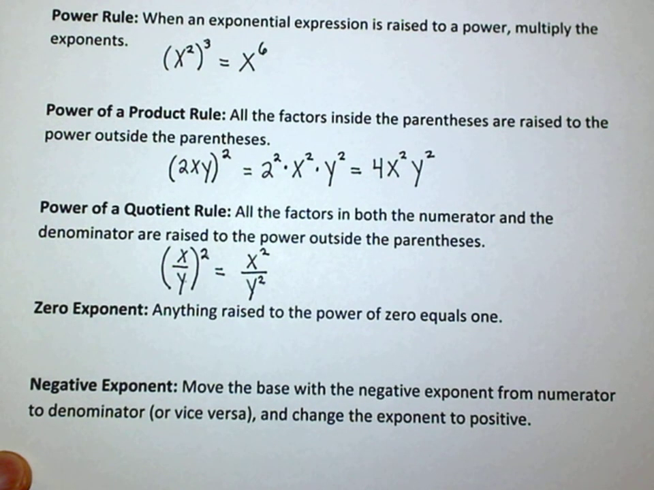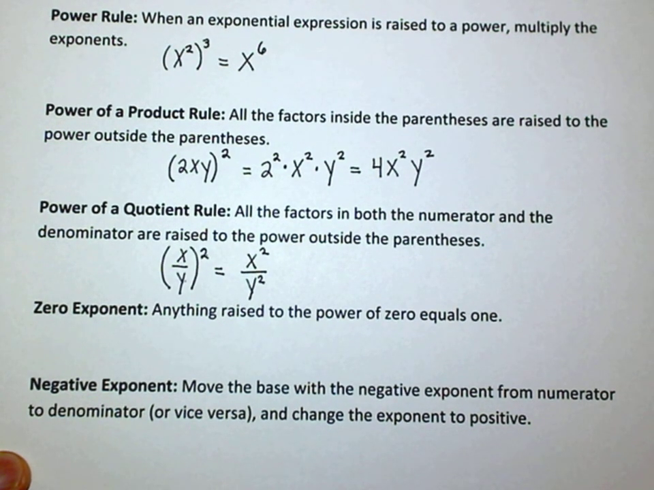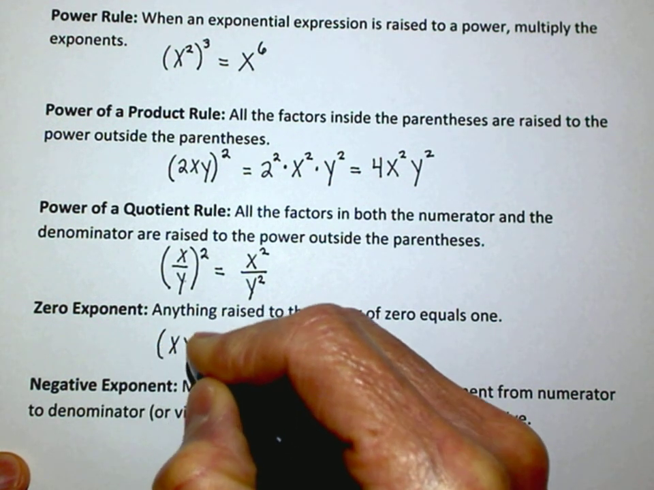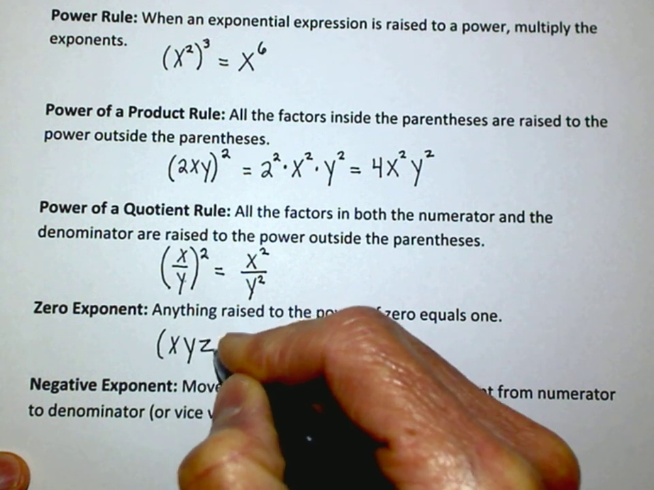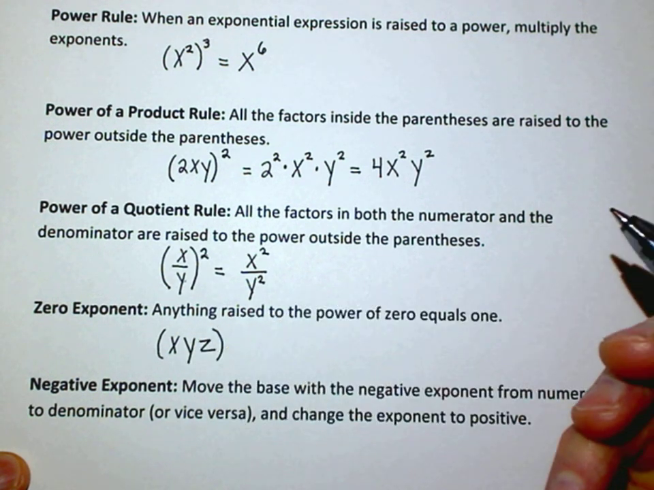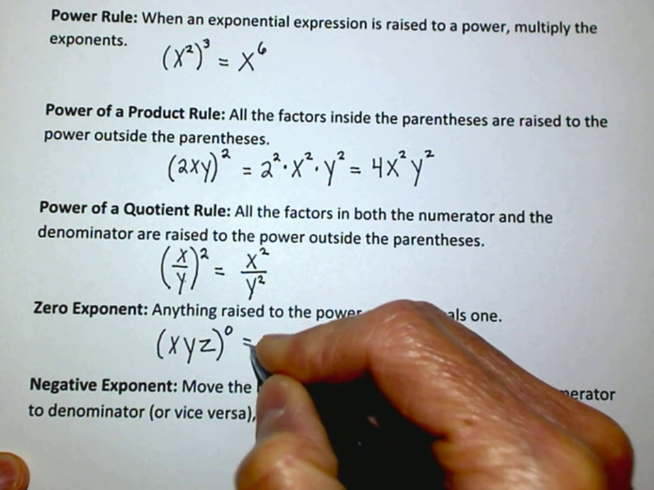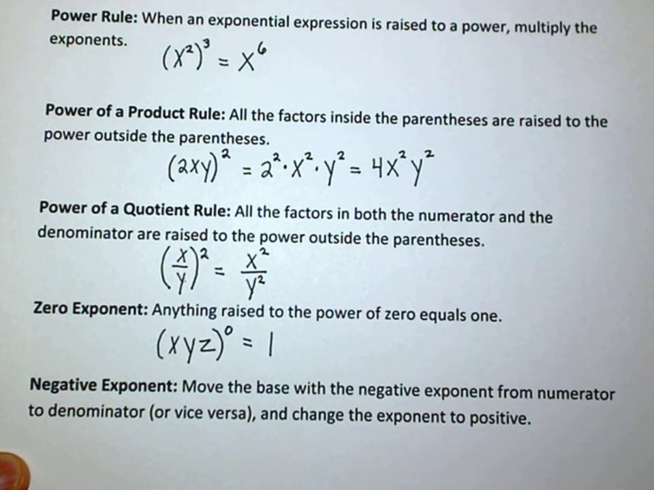A zero exponent tells me that anything raised to the power of 0 equals 1. So, for example, no matter what I put inside the parentheses, if I raise it to the 0 power, it will equal 1.